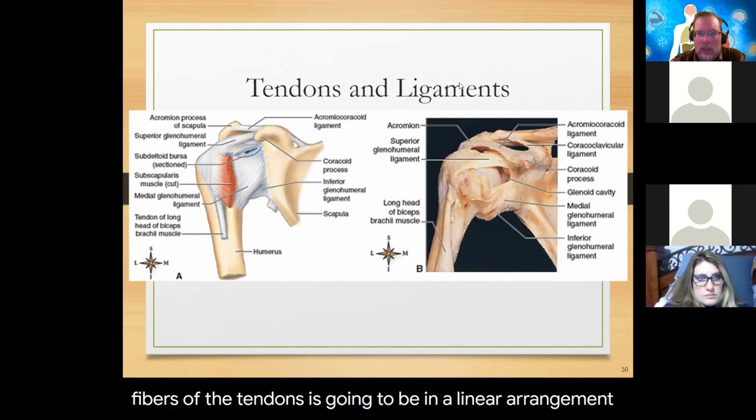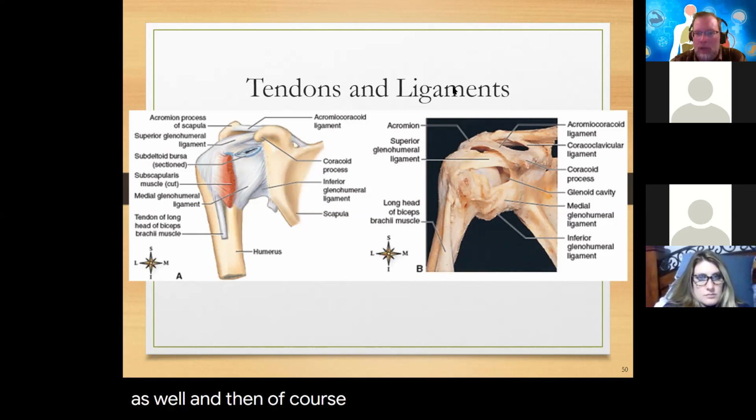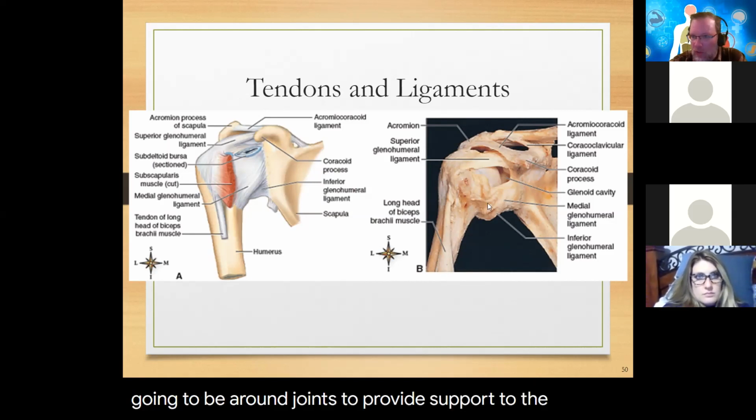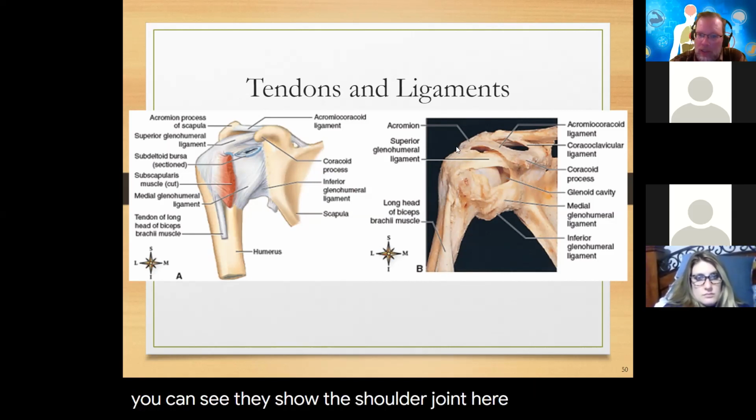And then, of course, ligaments are going to connect a bone with a bone. So bone to bone, so a bone and a bone together is called a joint or an articulation. Ligaments are going to be around joints to provide support to the joint. So you can see they show a shoulder joint here. Then we've got some ligaments around there.